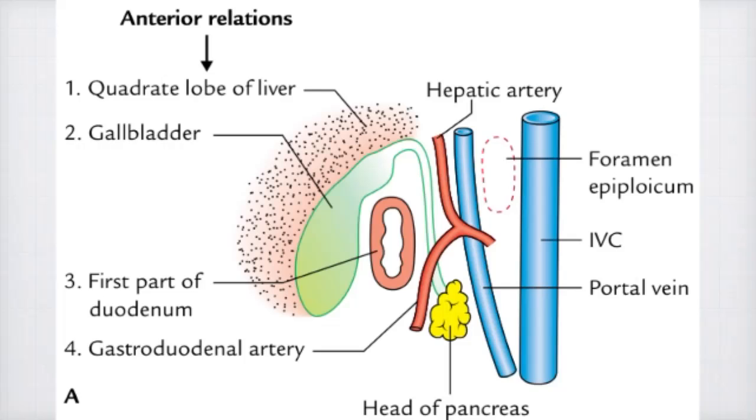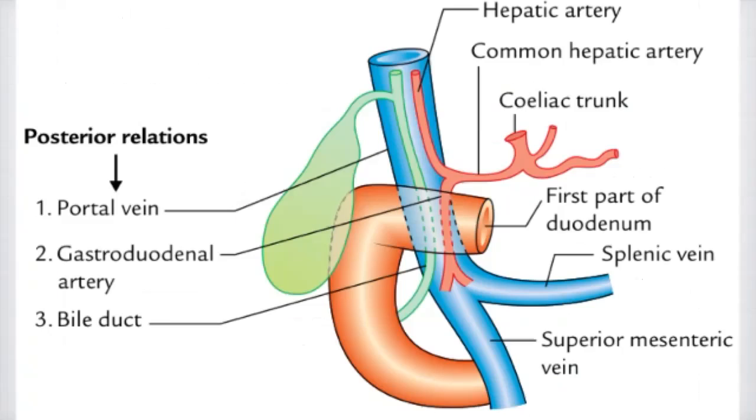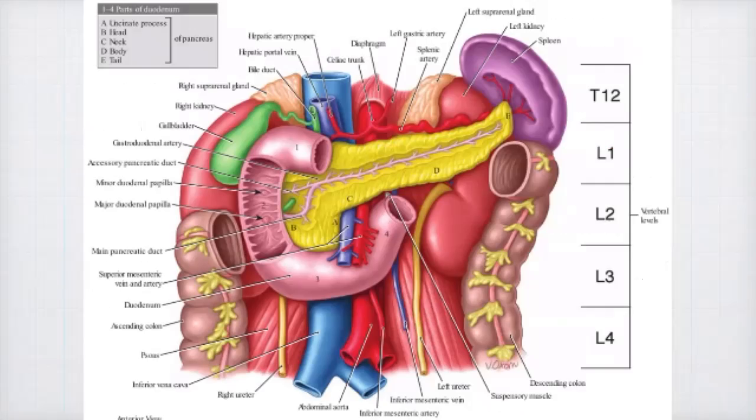You can go through the diagrams as you have already seen in the 3D. So all the relations are available in this diagram. So liver, gallbladder, pancreas, portal vein, bile duct, right, and all these things.